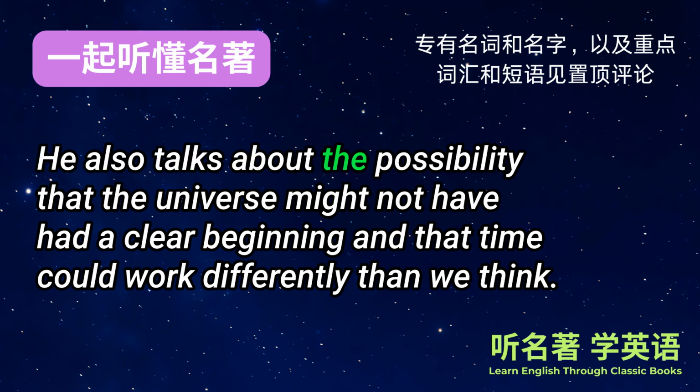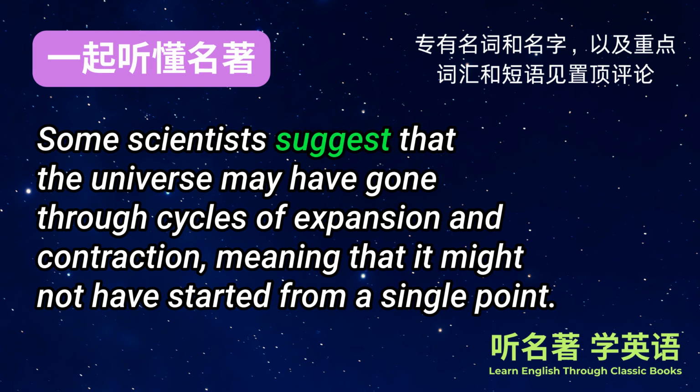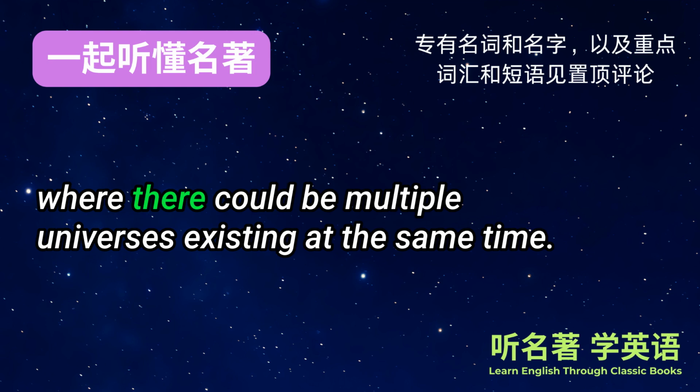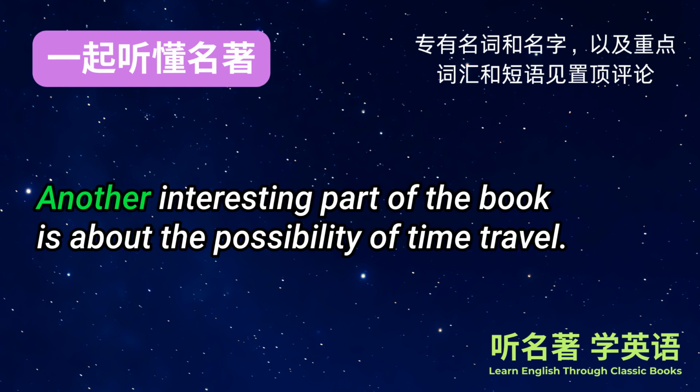He also talks about the possibility that the universe might not have had a clear beginning and that time could work differently than we think. Some scientists suggest that the universe may have gone through cycles of expansion and contraction, meaning that it might not have started from a single point. There's also the idea of a multiverse, where there could be multiple universes existing at the same time. Another interesting part of the book is about the possibility of time travel.